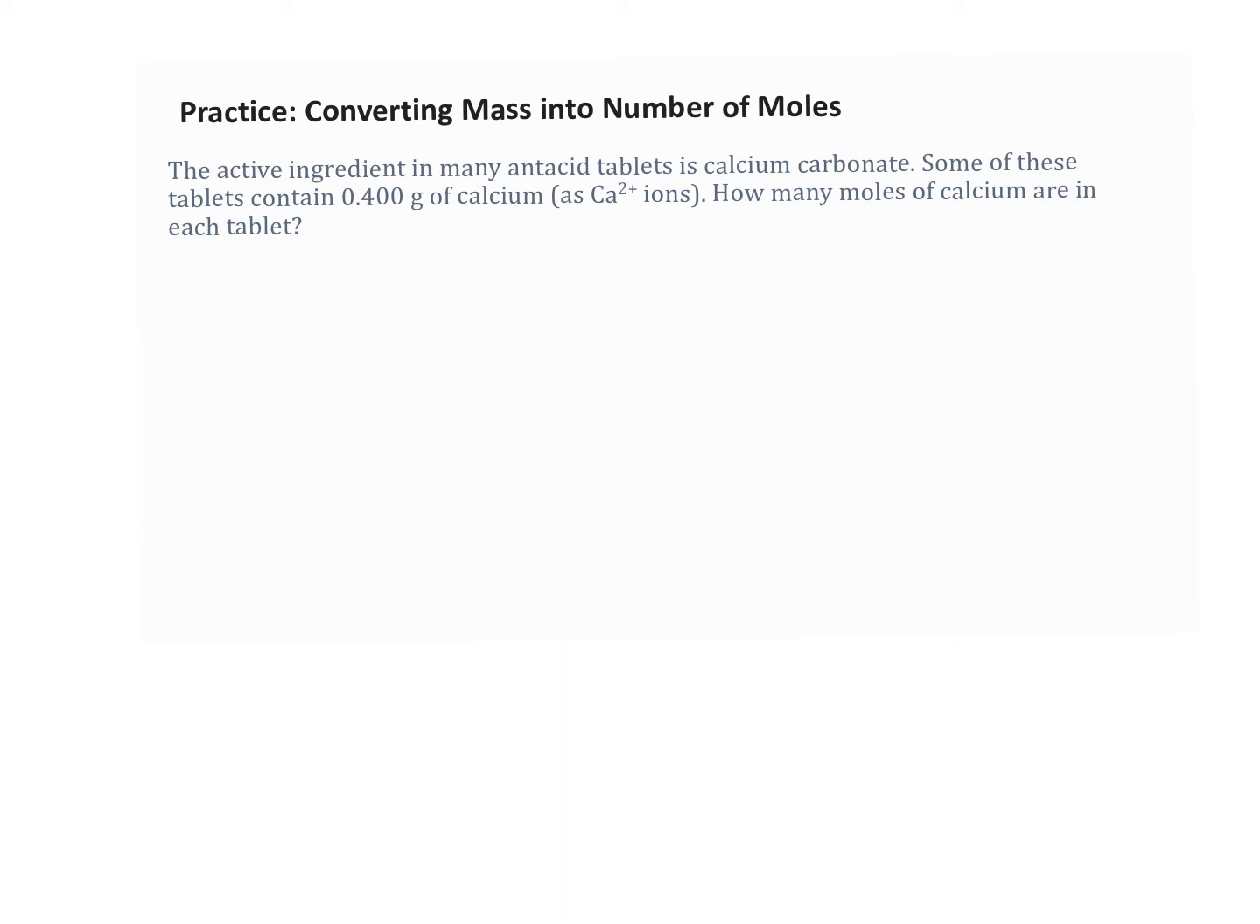Let's look at this example. The active ingredient in an antacid tablet is calcium carbonate, and some of the tablets contain 0.400 grams of calcium as calcium 2+ ions. How many moles of calcium are in each tablet? Now, what I like to do when I see a word problem is to take as many words out as possible. So I'm going to say, look, I have 0.400 grams of calcium 2+, and I am asked for moles.